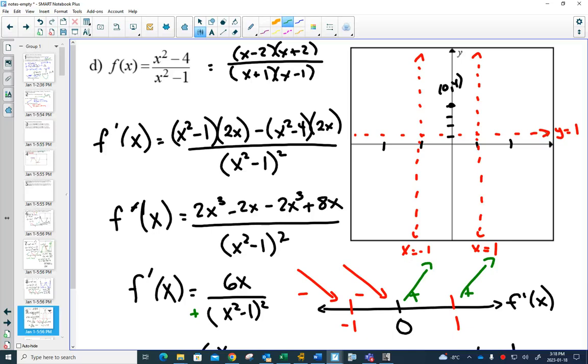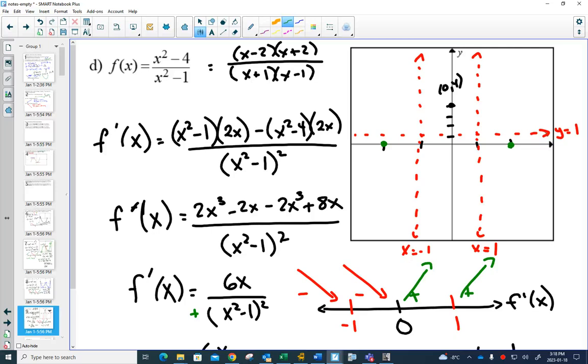And because the top factored so nicely, I know my x-intercepts are 2 and negative 2. Because if I plug in 0 for y, it's really easy to find out where that fraction is equal to 0, because the numerator would equal 0.